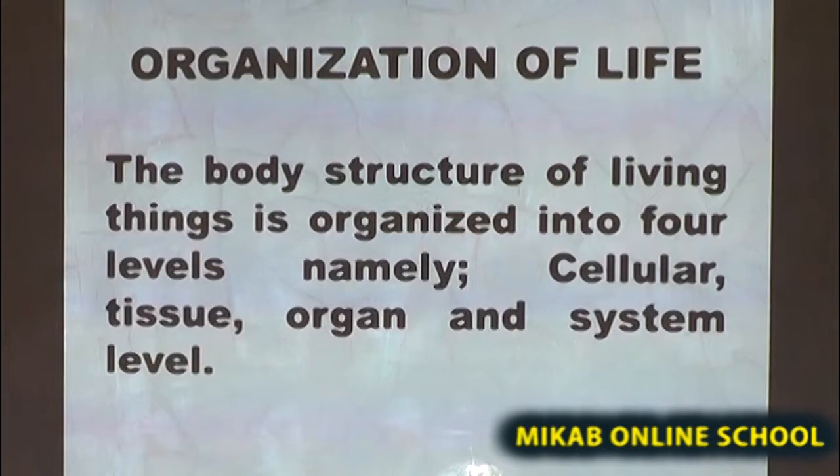How are living things organized? Both plants and animals, their bodies are organized. But this organization has to do with 4 levels. The organization of living things is in 4 levels. The first one, as you can see, is the cellular level, then we have the tissue level, the organ level, and then the system level. Let's take a look at the cellular level.